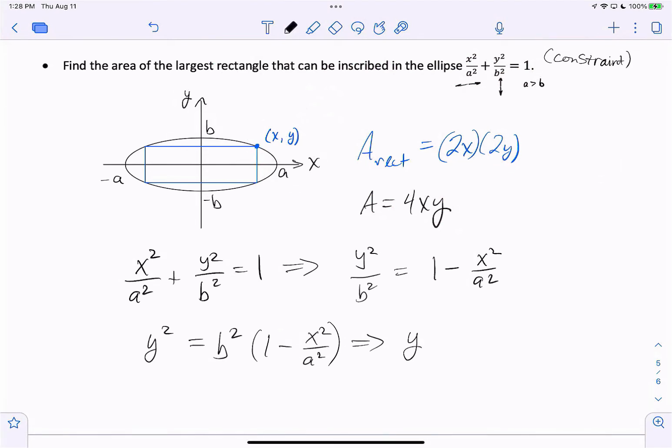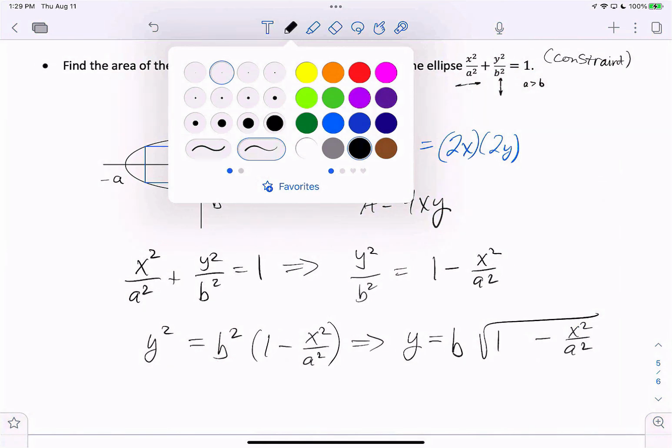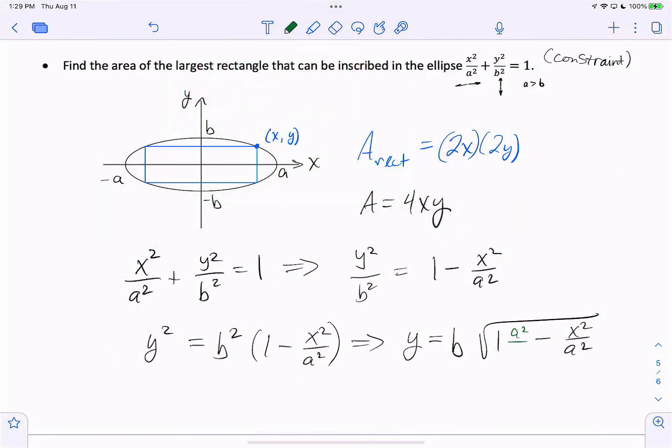So y is equal to, well now look, the square root of b squared is b. And then I have the square root of 1 minus x squared over a squared, which is perfectly fine. However, if inside the parentheses I decide to get common denominators, then I can take that common denominator of a squared and square root it. The result is I can say that y is equal to b over a times the square root of a squared minus x squared. That's pretty tidy.